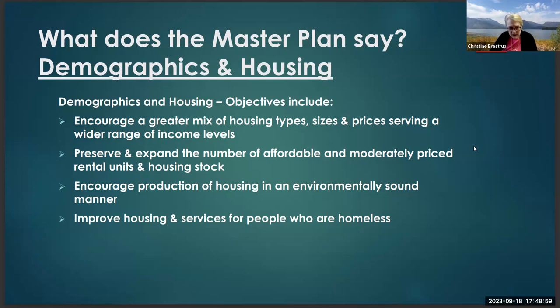Encourage production of housing in an environmentally sound manner. And we do have the stretch code that we adopted as part of our building code. So the stretch code does promote that housing be built in an environmentally sound manner. But we also have some of these newer buildings that are going up are very environmentally sound, that they really have a lot of insulation, and they're all electric. And so they're actually, if not LEED certified, they could be LEED certified, I think most, if not all of them.